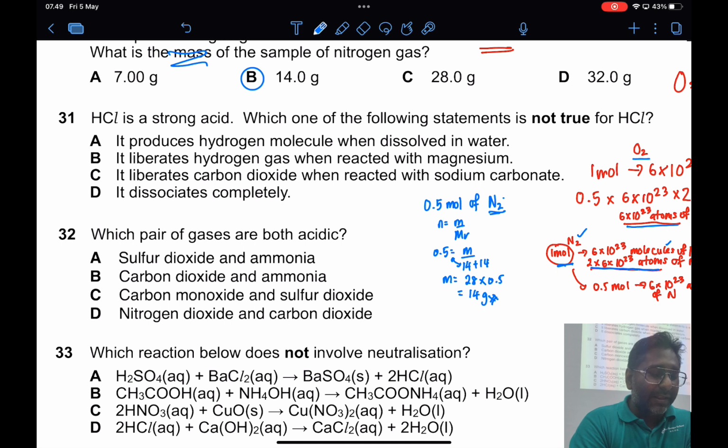Okay, now let's go for question 31, which does not involve calculation anymore. HCl is a strong acid. So which one of the following is not true for HCl? Before we go into that, the concept of strong acid and weak acid.